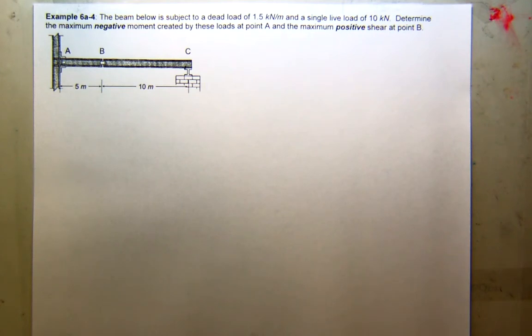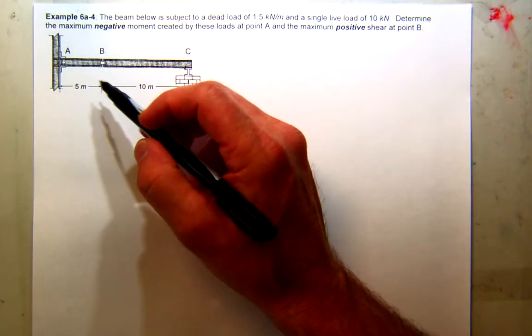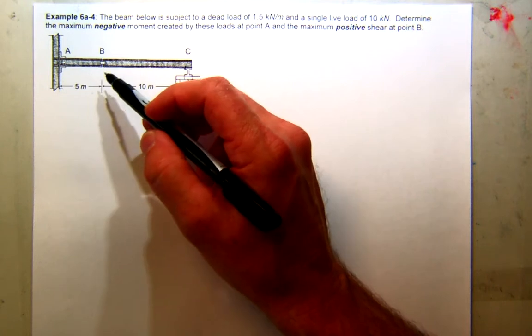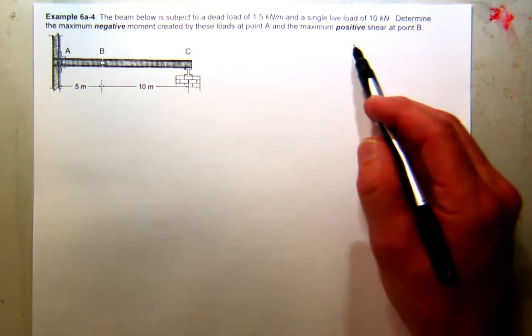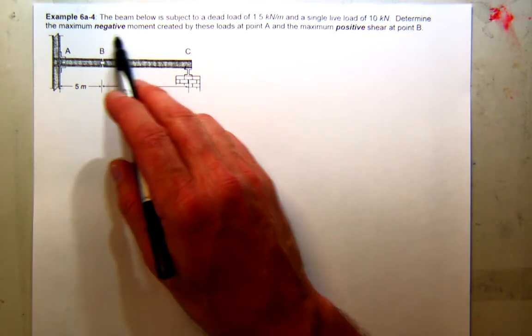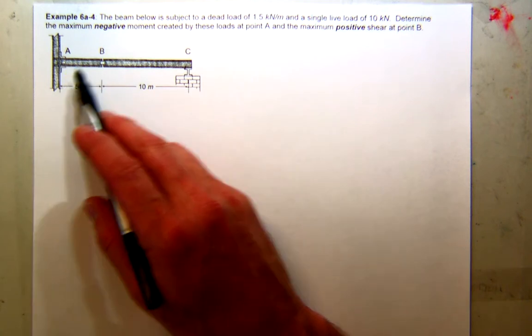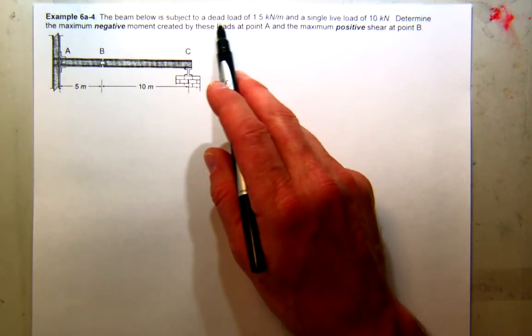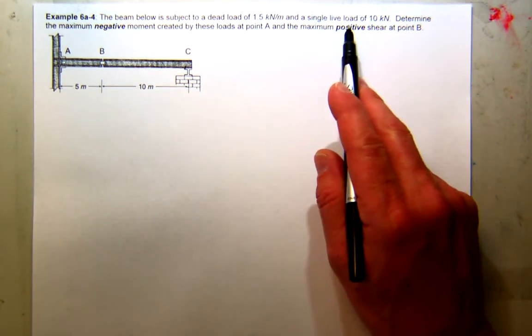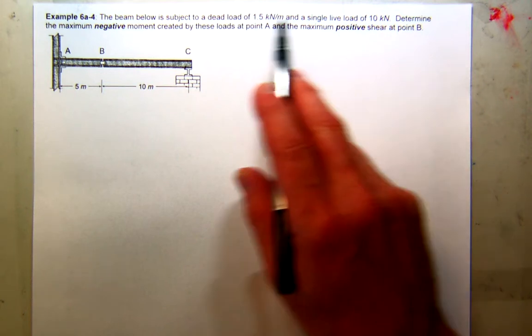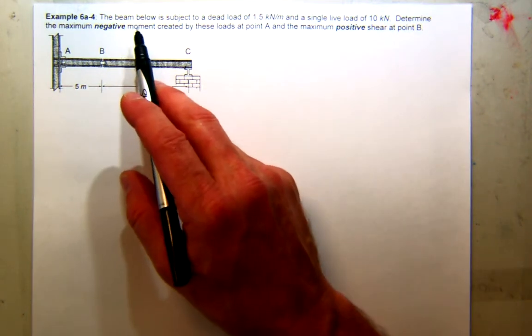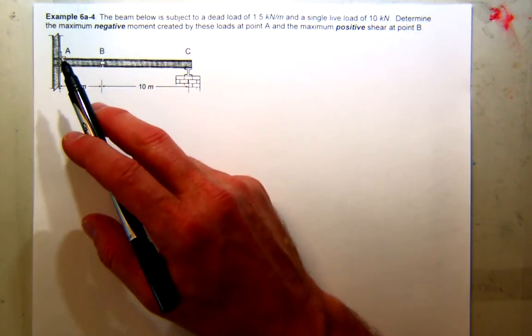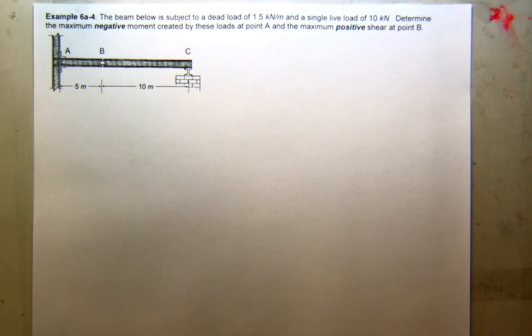Okay, so let's work this problem. We're going to have to construct the influence line, and then compute the maximum negative moment created at A due to a uniform dead load and a live load. So the first thing we need to do is calculate the moment at A. How do we calculate the influence line for the moment at A? So how do we do that?